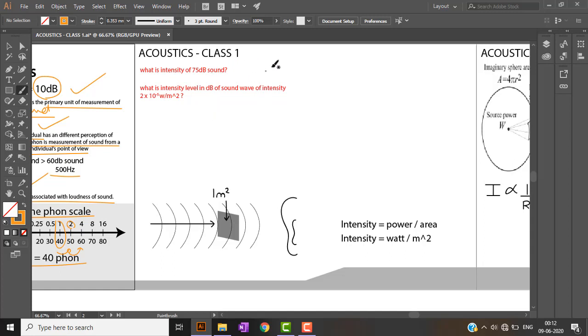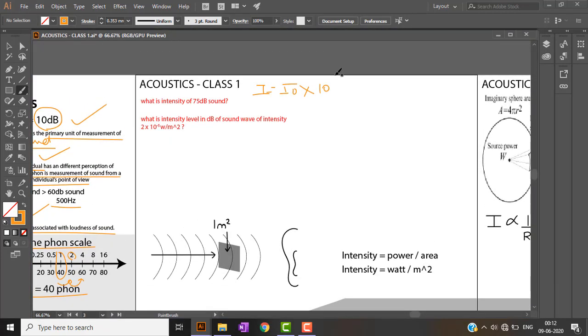So you know the formula, I is equal to I naught into 10 raised to beta by 10. So substitute 75 decibels in terms of beta. I naught is 10 raised to minus 12 watt per meter square. So you will get the intensity of 75 dB sound.